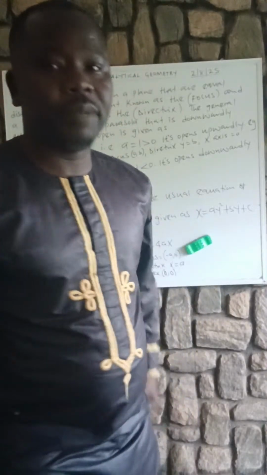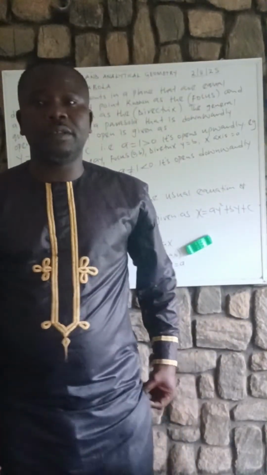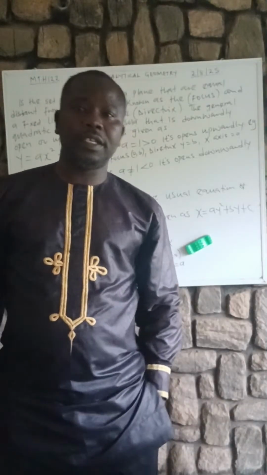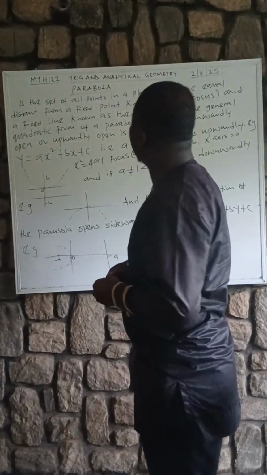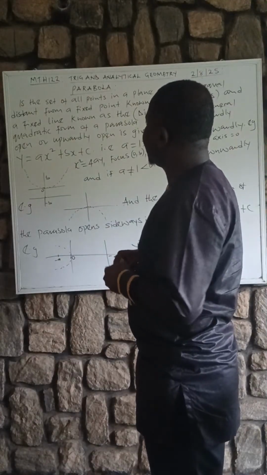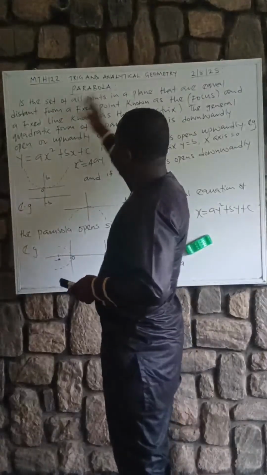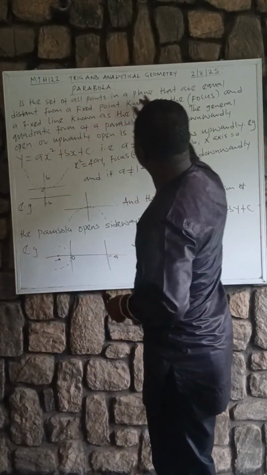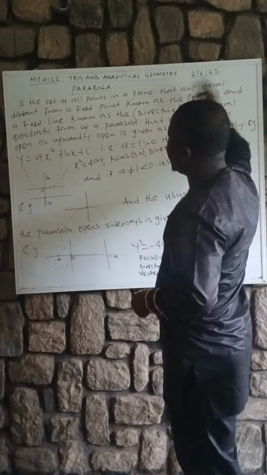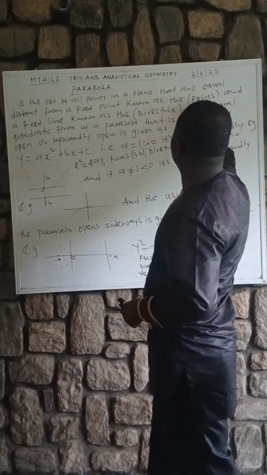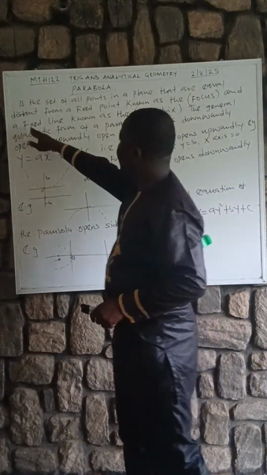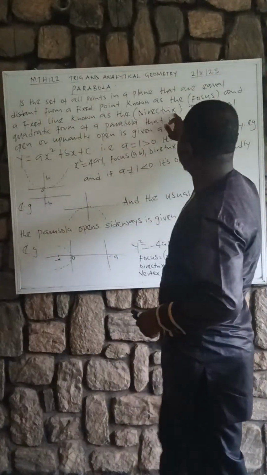This morning we'll be talking about parabola. We will learn the meaning of parabola, what a parabola is, and also solve some problems in parabola. Is that clear? Here, the definition given is: a parabola is the set of all points in a plane that are equidistant from a fixed point known as the focus and a fixed line known as the directrix.